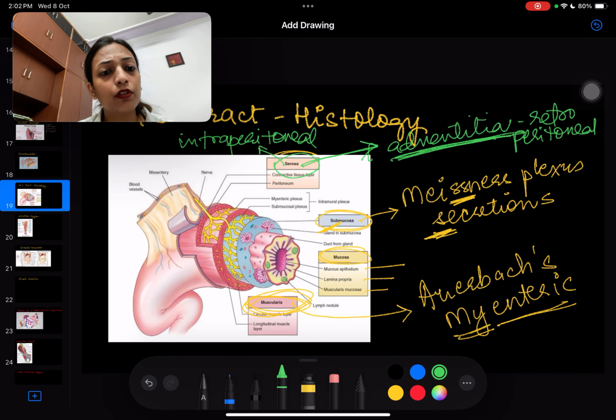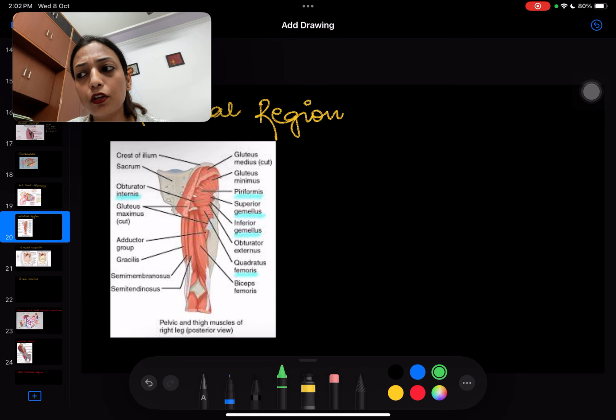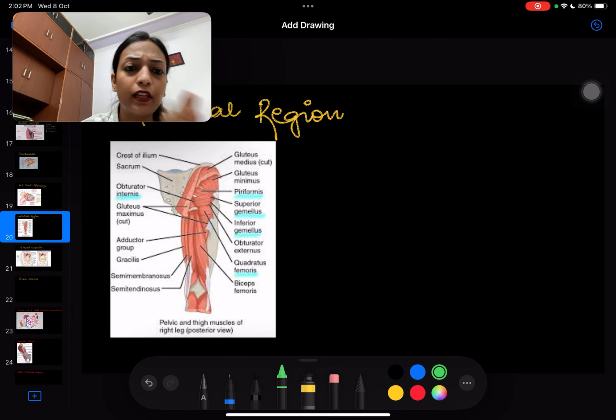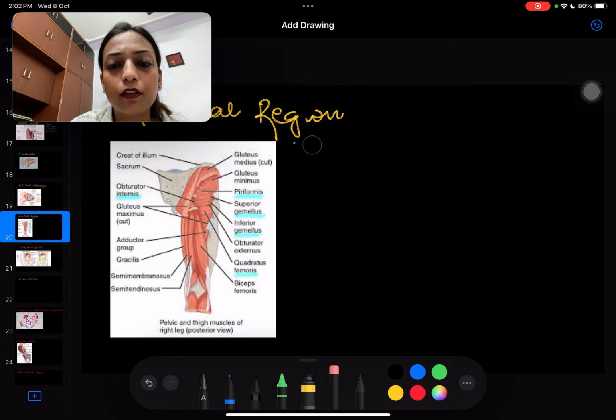So this is about the GI tract histology. Let's go to the next. This is the gluteal region. In the gluteal region, we need to know the muscles, their innervation and their action. I have a small mnemonic... no, this is not for here, I think. Just a second, no mnemonic, sorry.